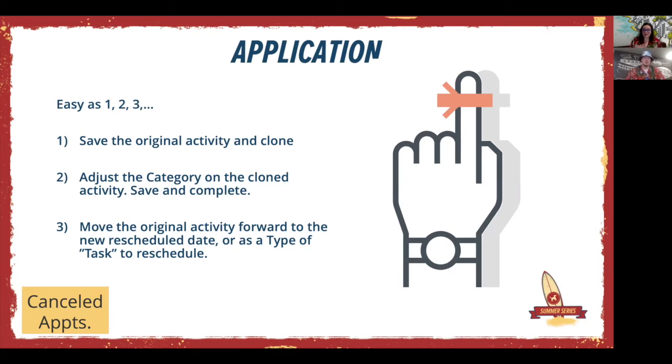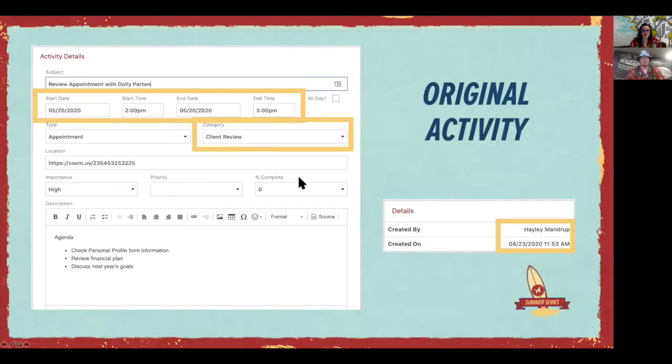That's a lot, right? A lot to visualize. You said it very well, Austin. We have a little bit of a visual to help you out here. So here's our original activity. Say we opened this activity up, and we're going to go on the right-hand side under Save and Clone.